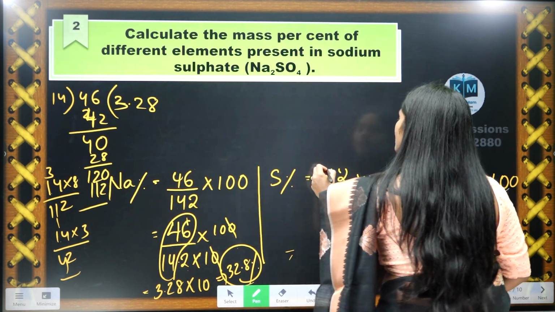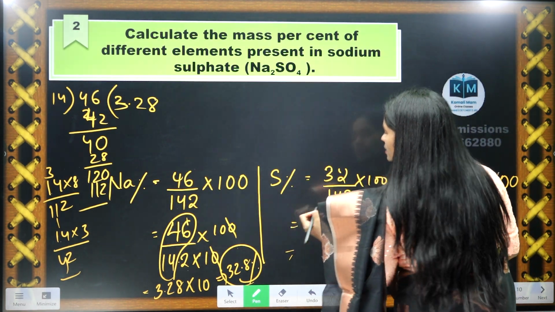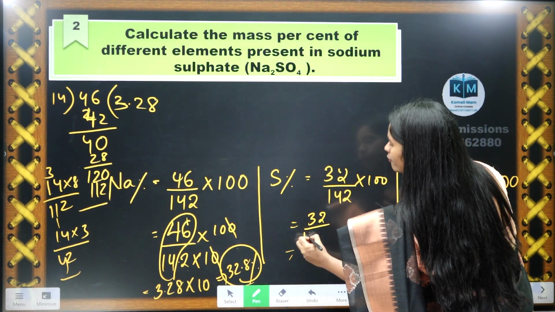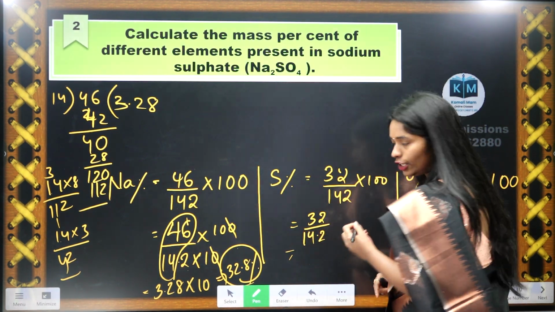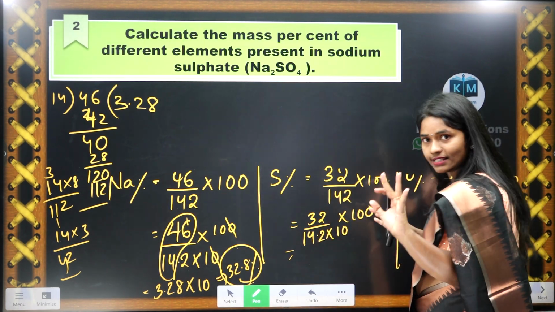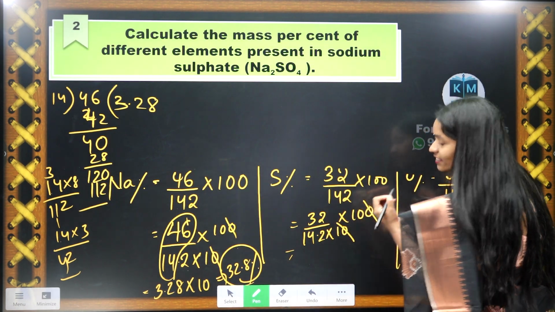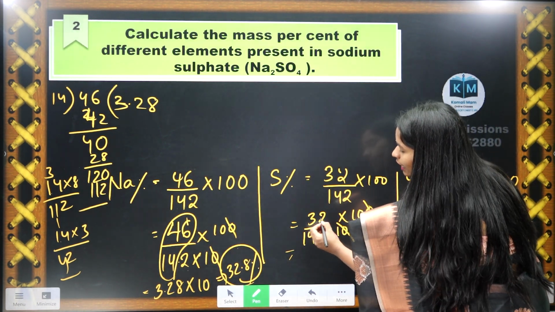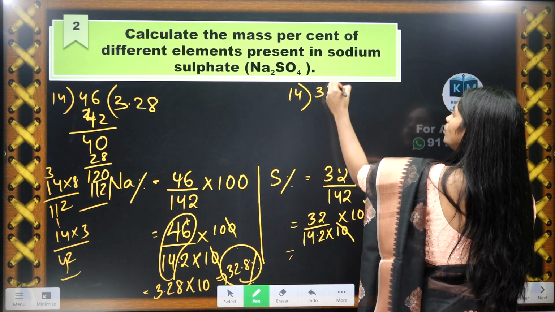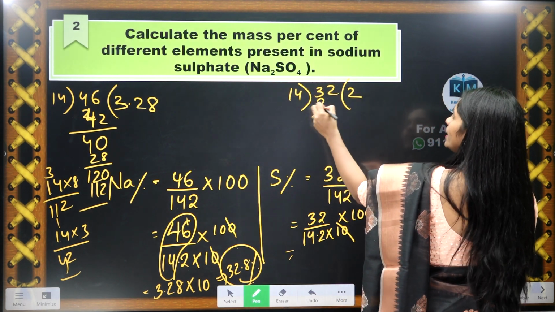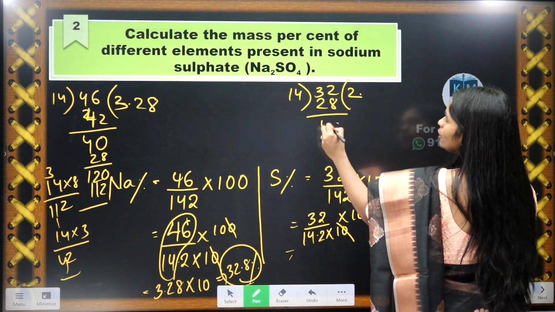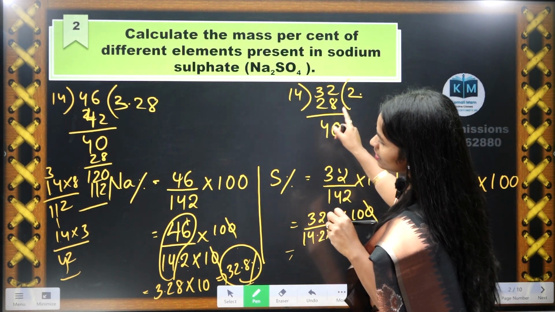How can you find the sulfur percentage? The sulfur percentage you find the same way. 32 by 142 as 14.2 into 10. Here also 100 as it is. Now 0 0 cancel. Now this 32 divided by 14 I am going to do. 14 into 32. 14 2s are 28. 4 is left. Put point. Keep 0 here. 14 3s are 42.